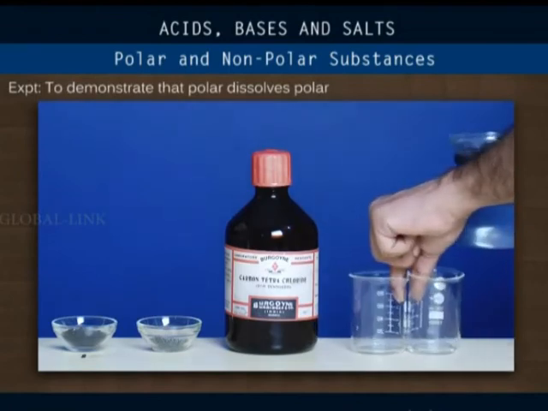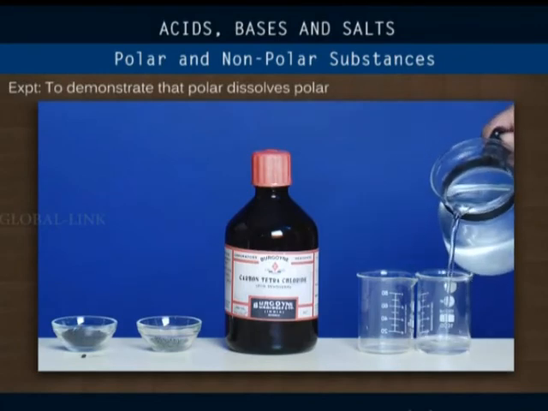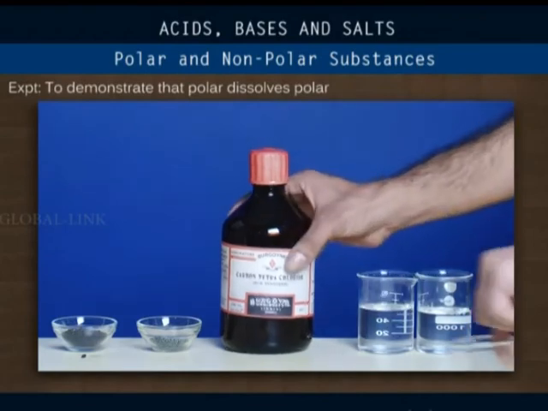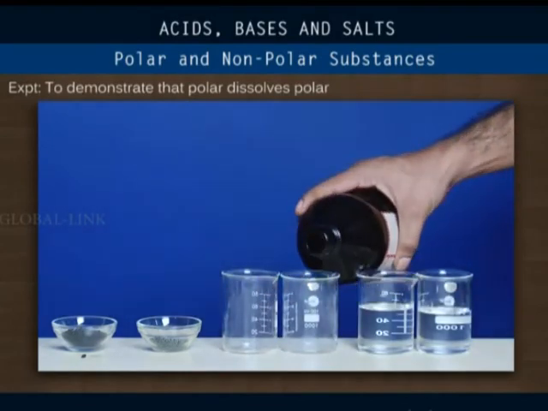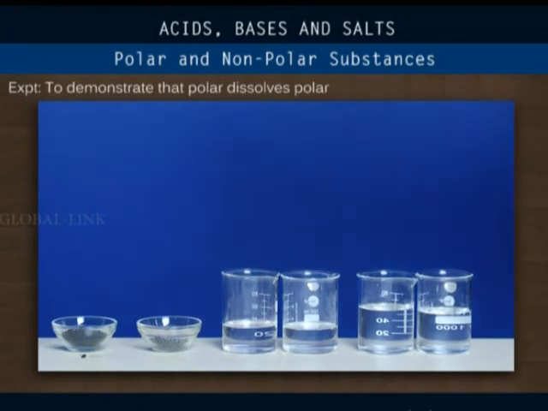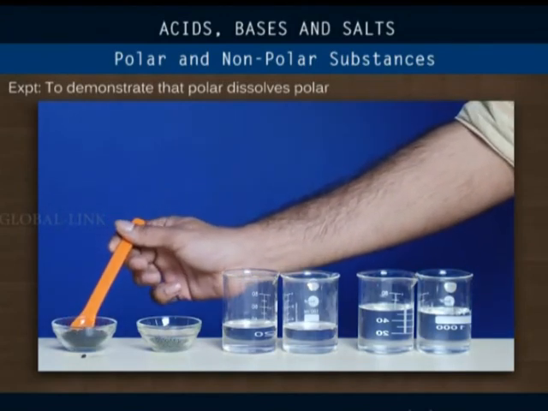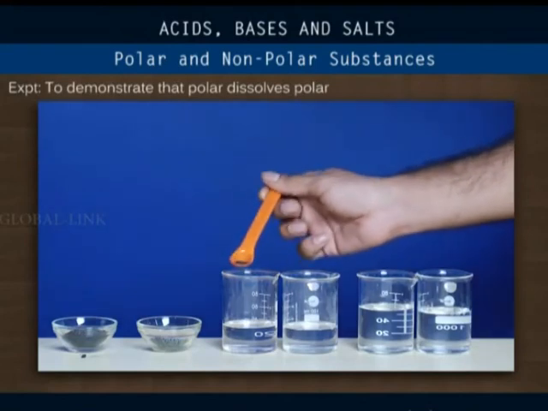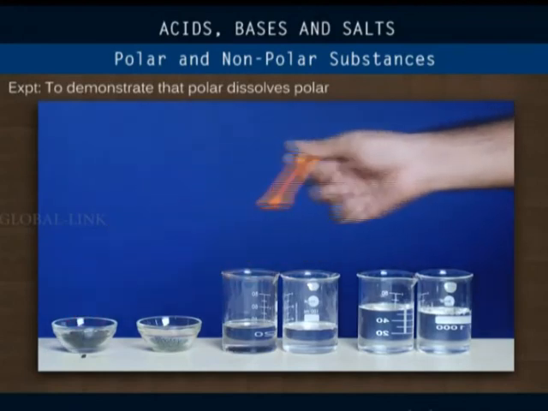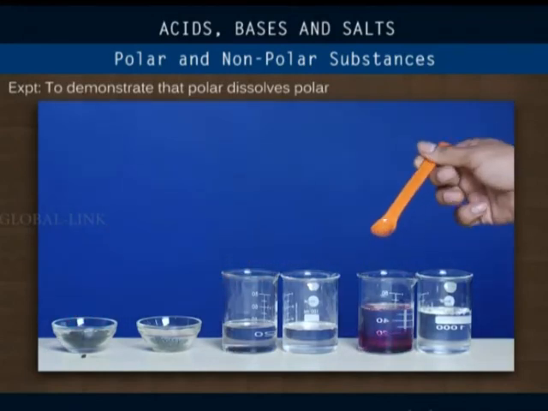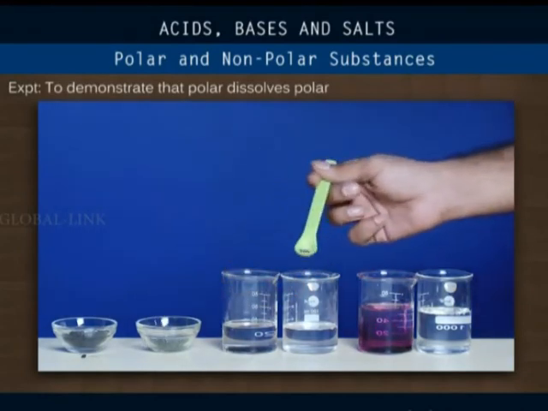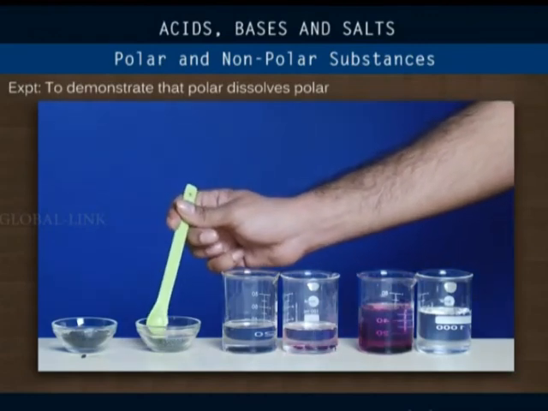We take 2 beakers and pour equal volumes of water in them. Then we take 2 other beakers and pour an equal amount of carbon tetrachloride in each. Now we take some potassium manganate 7 crystals and put in one of the carbon tetrachloride solutions. We add some potassium manganate 7 crystals to water as well. Again, we put some iodine crystals in carbon tetrachloride and some amount in water.